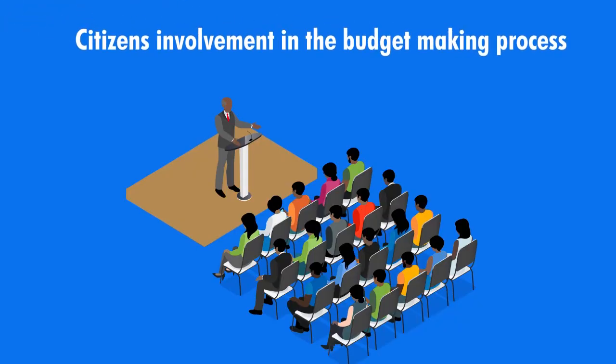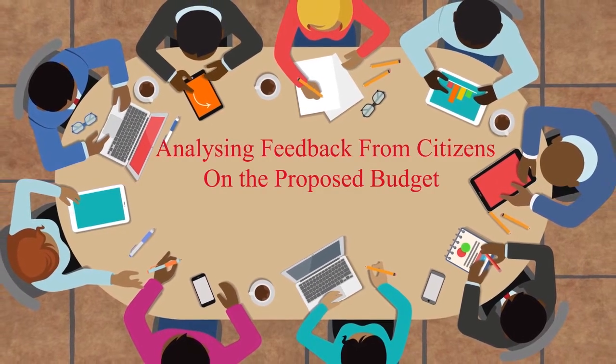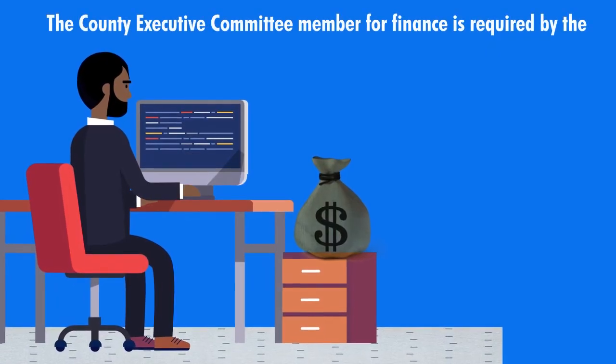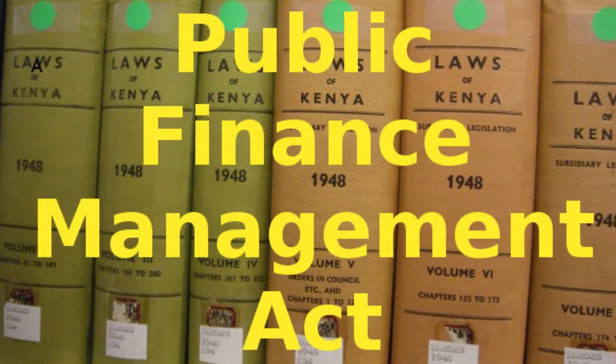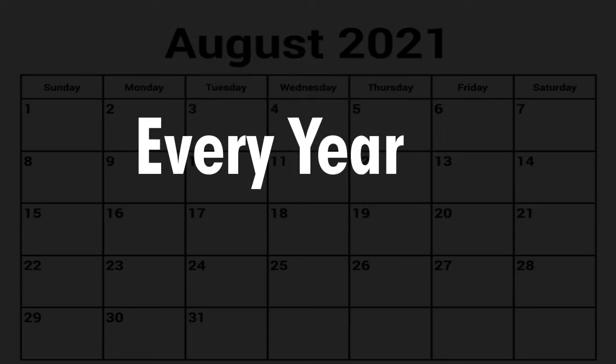This is a very consultative stage which involves public forums where citizens attend and give feedback on the proposed budgets. The feedback from citizens helps to determine how the final budget will look. The County Executive Committee member for Finance is required by the Public Finance Management Act to issue guidelines on the budget process by the 30th day of August every year.